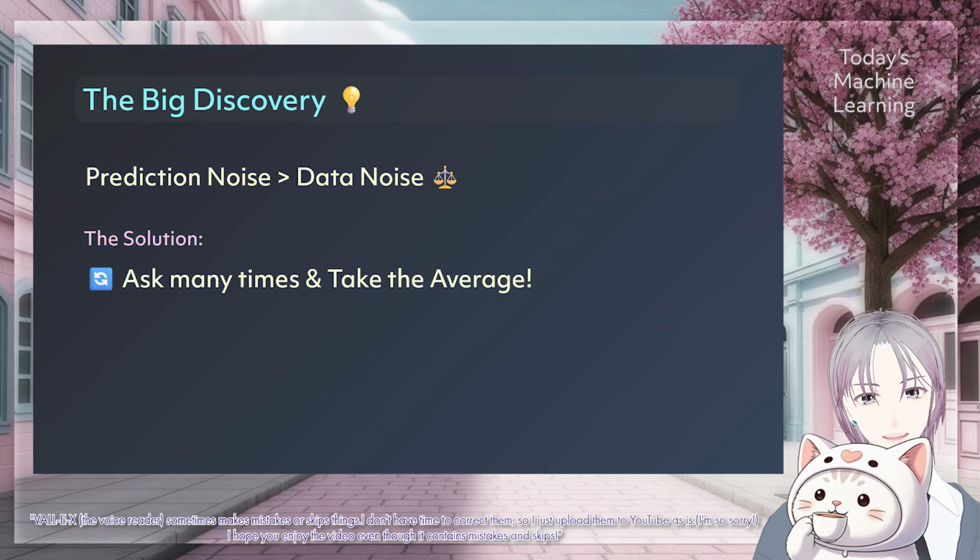The big discovery in this paper is really cool. They found out that usually, the prediction noise, the AI changing its mind, is much bigger than the noise of the test being hard. This means, if we want to know the true score, we should ask the AI the same question many times, and take the average. It is like asking Robokun, what is 1 plus 1? 10 times, and if he says 2 ten times, we know he probably understands it.